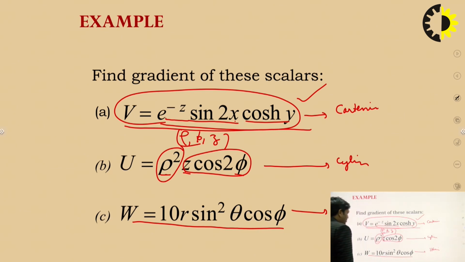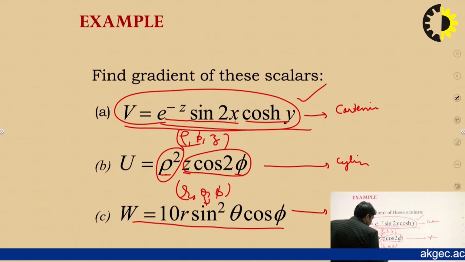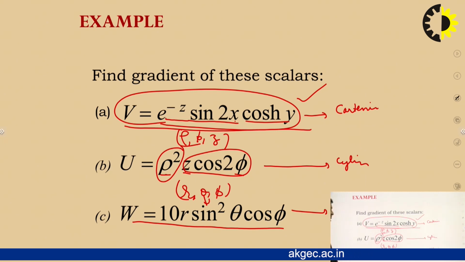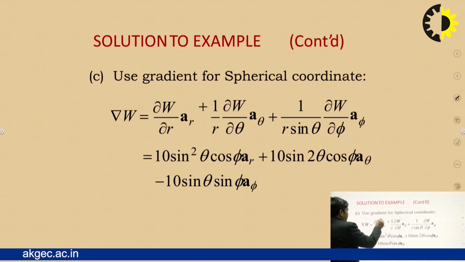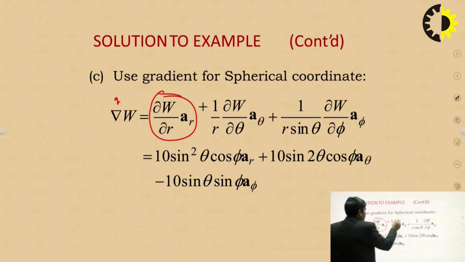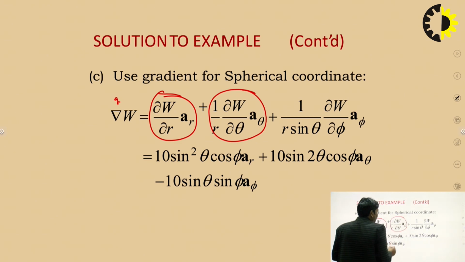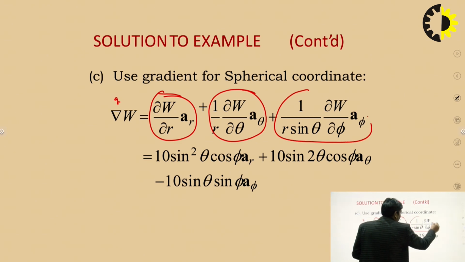tan r sine square theta cos phi. So we know that the directions of the unit vectors in the spherical coordinate system are r, theta and phi. So if we correlate this, we identify this as a spherical coordinate system. So how do we find the gradient of that particular scalar field, if the field is given in the spherical coordinate system? We have to calculate del w, the gradient of w, which is defined by del w over del r a r plus 1 by r del w over del theta a theta plus 1 by r sin theta del w over del phi a phi.